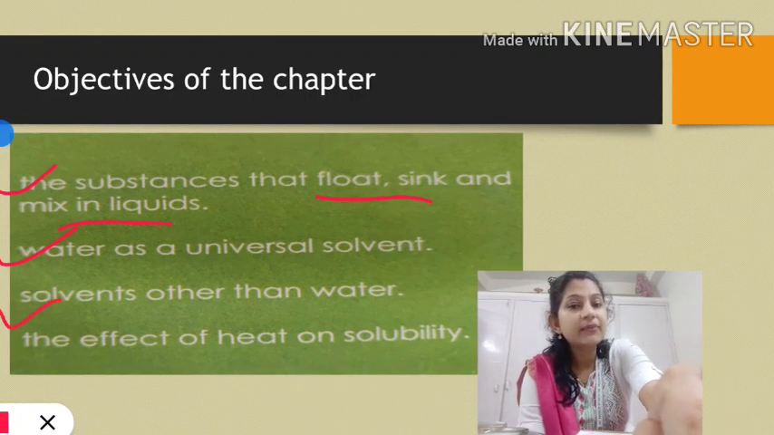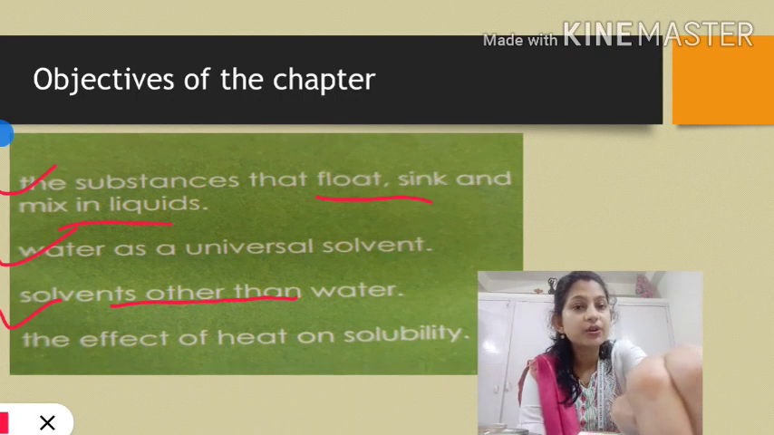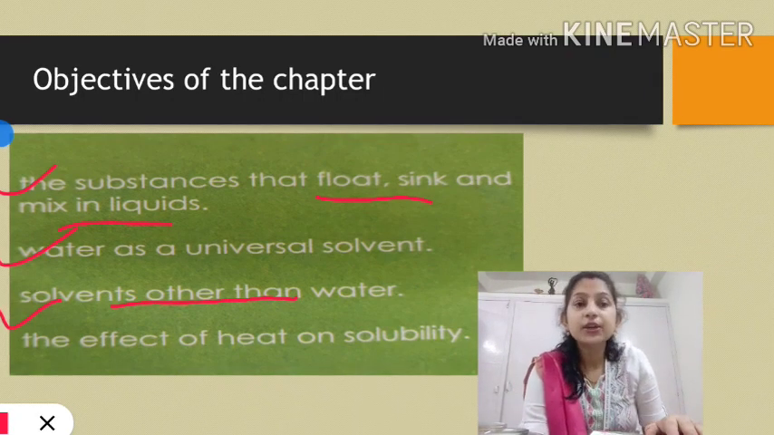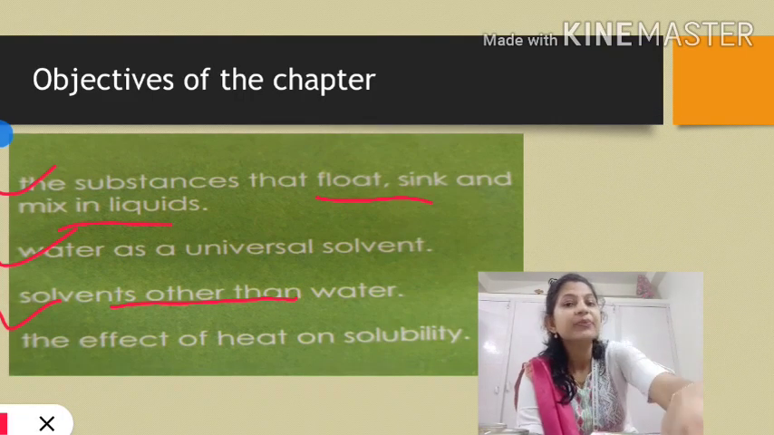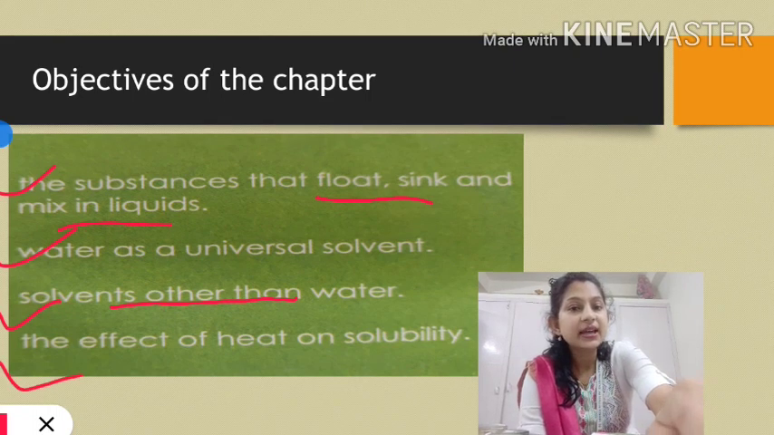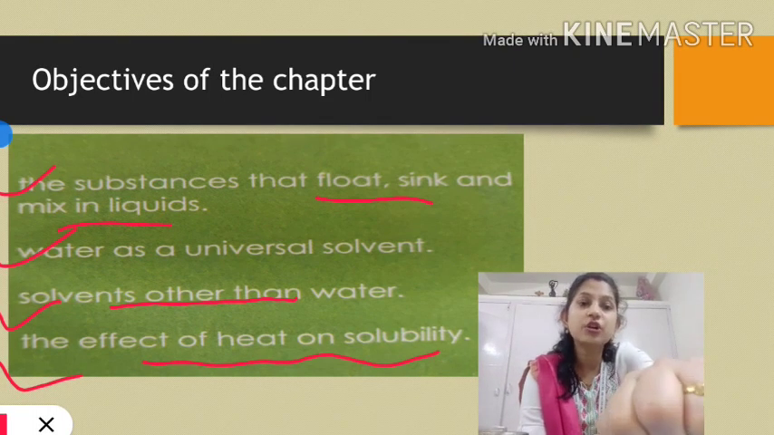Then we will learn about solvents other than water. There are a few other liquids in which things can be mixed. That we will be learning, and in the last we will be understanding the effect of heat on solubility.